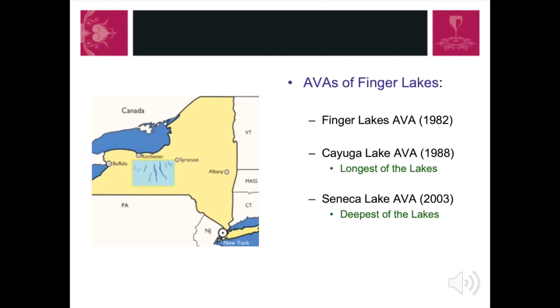And here are the AVAs of the Finger Lakes. So in 1982, pretty early on in the AVA system, the first AVA was awarded. That's what I call the umbrella AVA of the Finger Lakes. And then you have Cayuga Lake in 1988 and Seneca Lake in 2003. So we'll see if there are more sub-AVAs in the pipeline, if you will, for New York, and I suspect there will be soon enough.